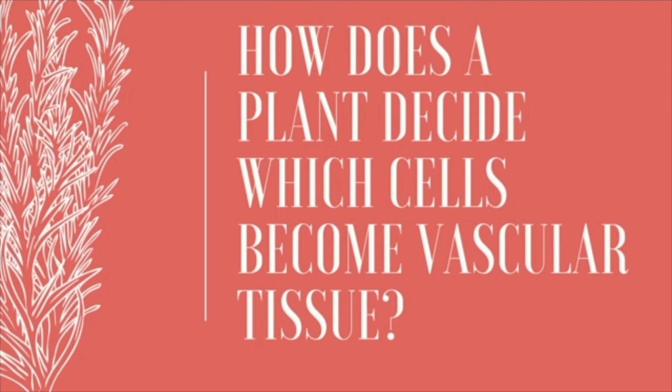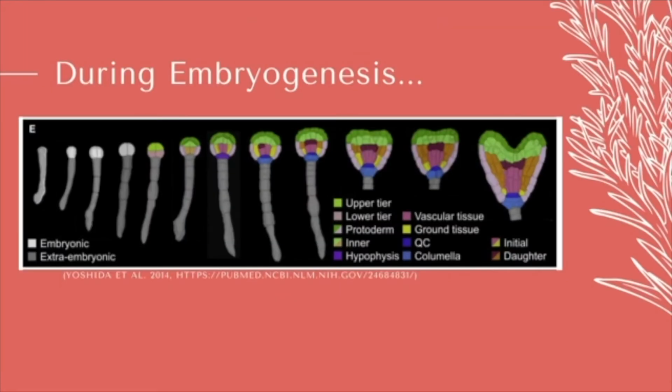How does a plant decide which cells become vascular tissue? There are many signaling pathways, proteins, hormones, and transcription factors involved in the development of vascular tissue. At the start of the early globular stage in the embryo, asymmetric cell division leads to the differentiation of the provascular cell layer. The provascular cell layer consists of 4 cells that are found in the center of the embryo. During the late globular stage, 4 vascular initial cells are formed. These 4 initial cells give rise to vascular cells.